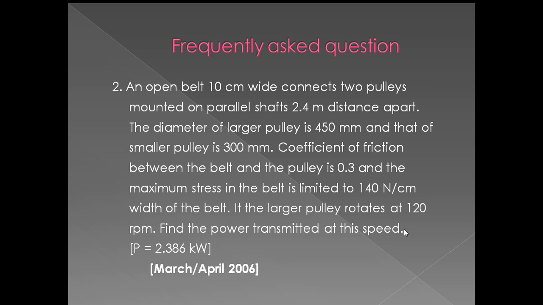So theta can be found out. It is an open belt drive, so theta is equal to 180 minus sin inverse of (R1 minus R2) by D. From this you can find the theta value. Mu is given and the velocity, the speed of the belt, is given. From that you can find the power. P equals T1 into (1 minus 1 by e power mu theta) into V. From this you can find the power value.